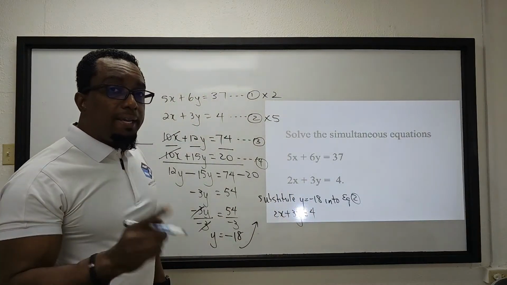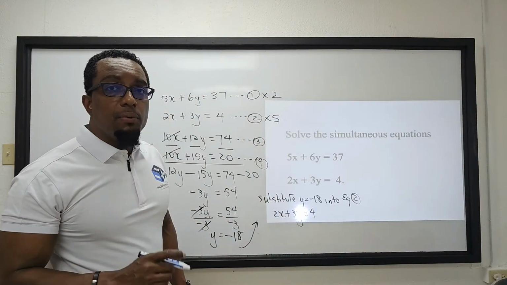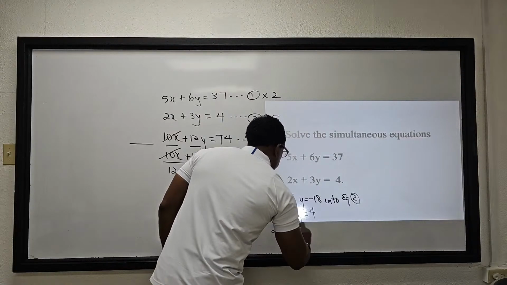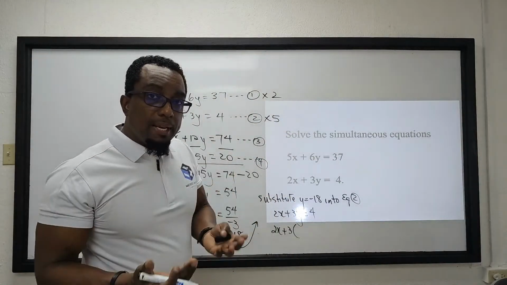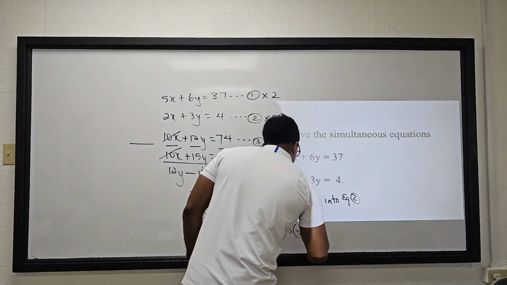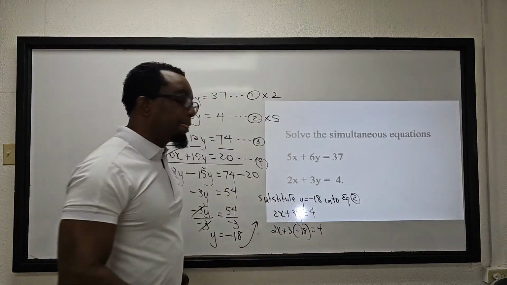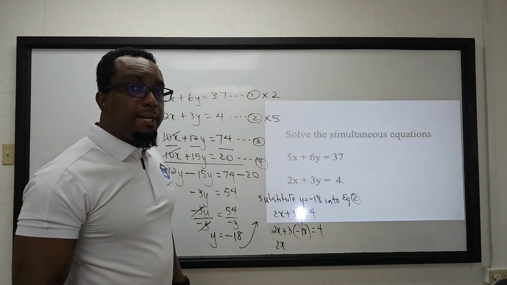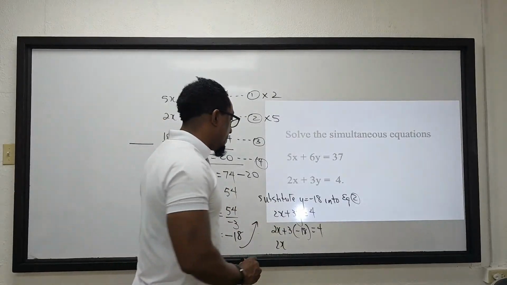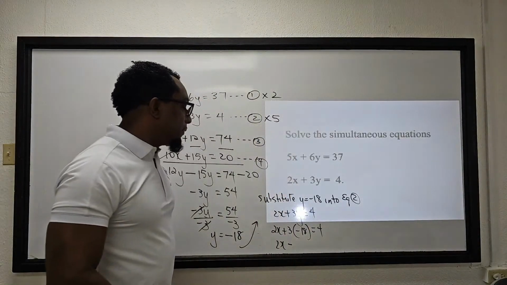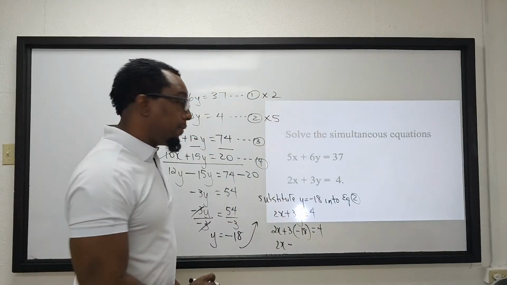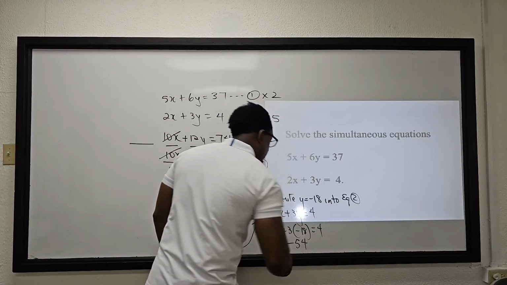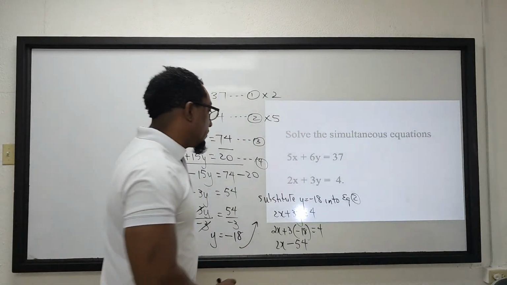And where I see y in that equation, I'm going to replace that y with negative 18. So this will be 2x plus 3, and I replace y with negative 18, so I put negative 18 in brackets, is equal to 4. And this will become 2x plus 3 by negative 18, a plus by a minus is a minus. And 3 by 18 will give me 54. So I have negative 54 is equal to 4.